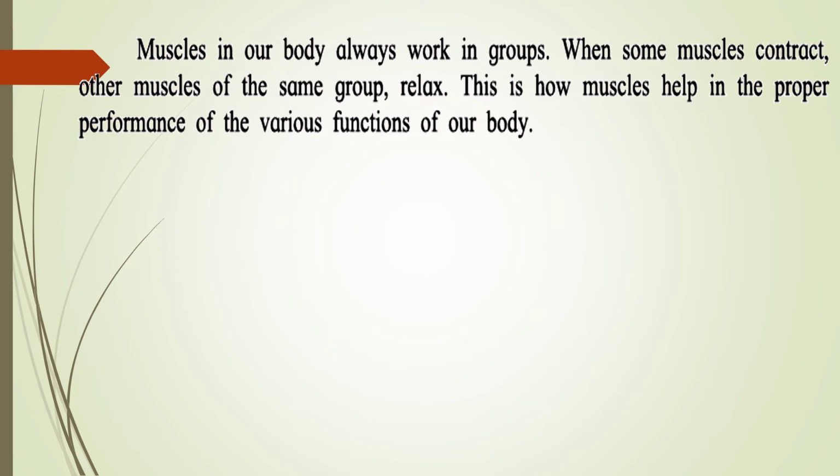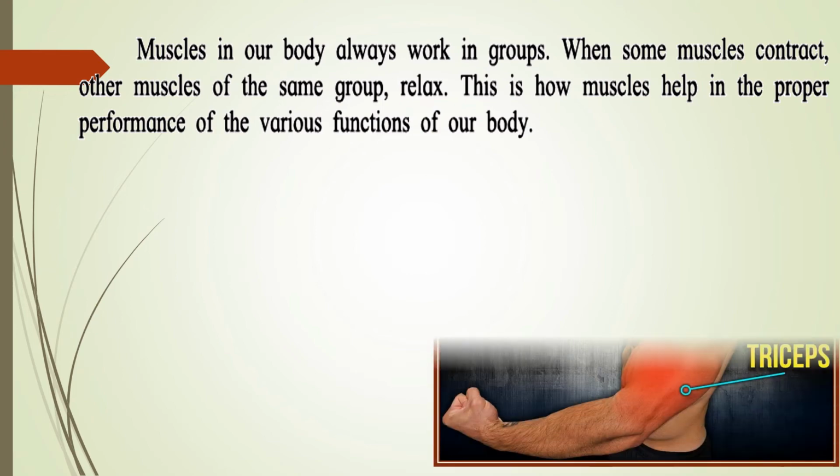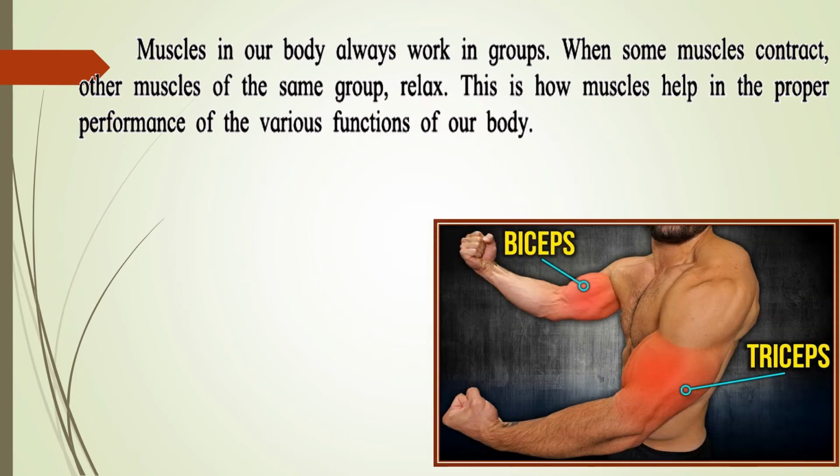Muscles in our body always work in groups. When some muscles contract, other muscles of the same group relax. This is how muscles help in the proper performance of the various functions of our body. So when one part of the body is stressed, the other relaxes, so that there is a proper function in your body.